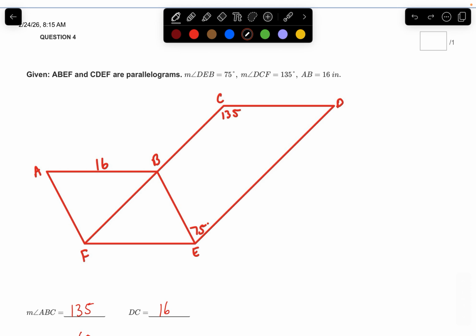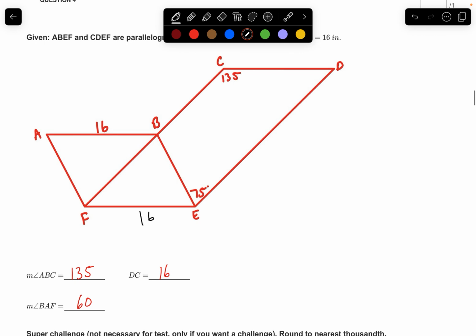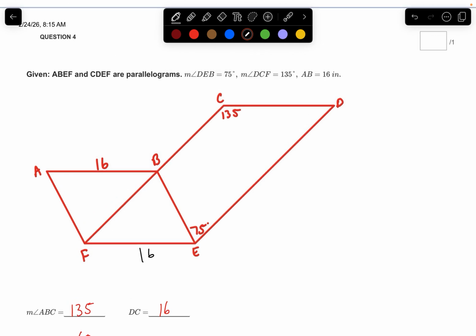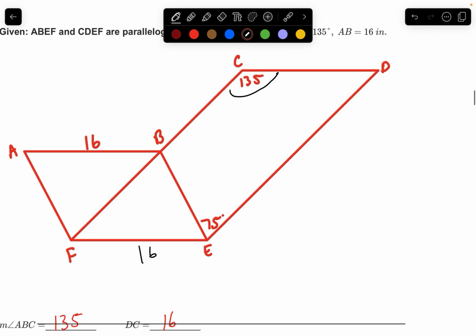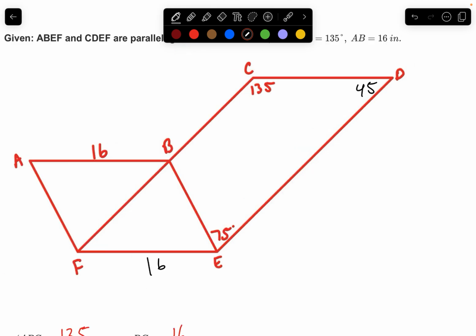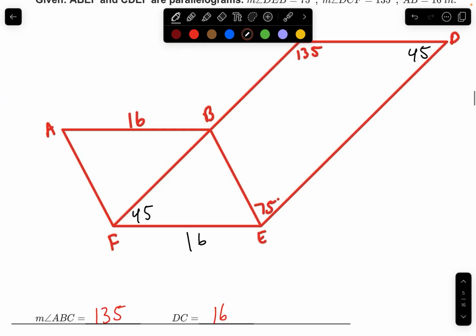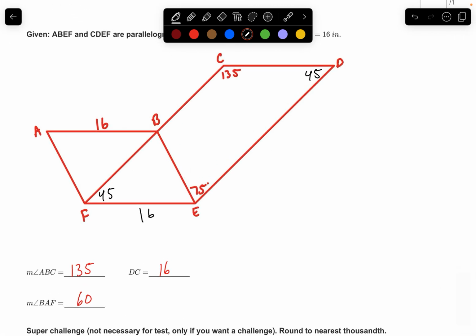ABEF is a parallelogram. Okay, so ABEF is a parallelogram. So if that's 16, this is 16. That's really all we can do with that. CDEF is a parallelogram. CDEF, okay. So if this corner is 135, we can do some work. That would make this corner 45. Opposite corner, this would also be 45, but I'm just focusing on the parallelogram CDEF. Opposite angles are equal. If this is 135, then that's also 135.